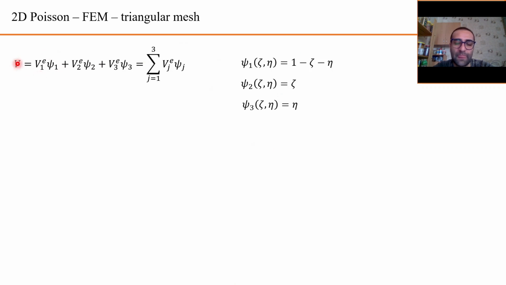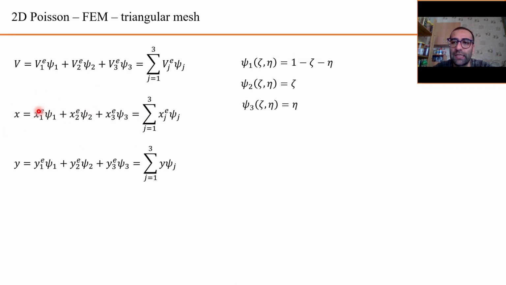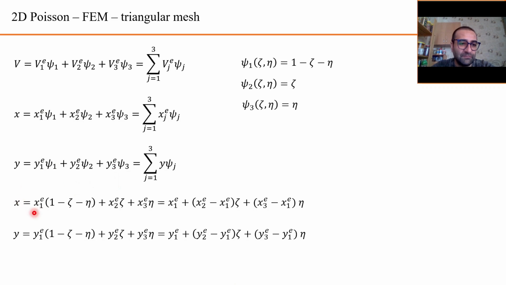We say that, okay, as we can find the potential to be a linear combination of the shape functions with some coefficients, in the same manner we can say that the x coordinate and y coordinate can also be a linear combination of the three shape functions, where x1, x2, x3, y1, y2, and y3 are the coordinates of nodes number 1, 2, 3 in the xy coordinate. And if I substitute psi1, psi2, and psi3 from what we found into this equation, we get these two equations.